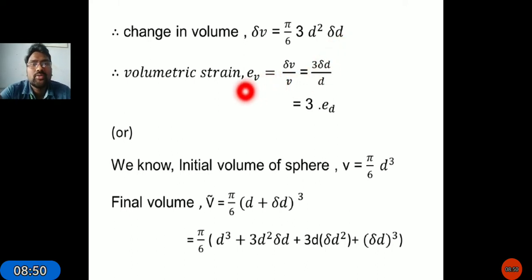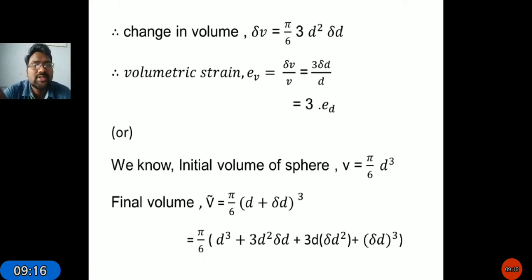Okay, now we are going to calculate the volumetric strain. e_v is equal to delta V by V. Delta V is nothing but the change in volume, and capital V is nothing but the original volume. By simplifying that equation we get 3 into delta D by D, where delta D by D is nothing but the diametrical strain or circumferential strain, that is 3 into e_d.